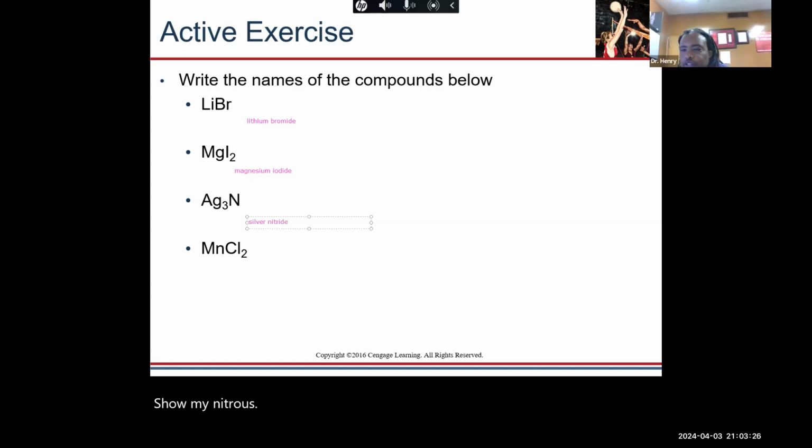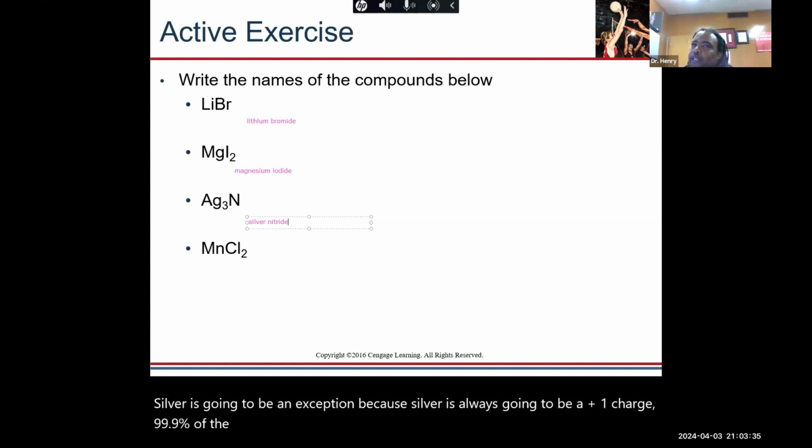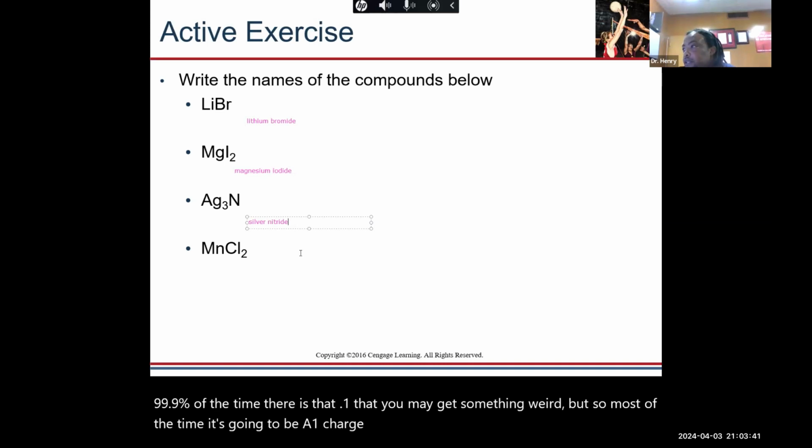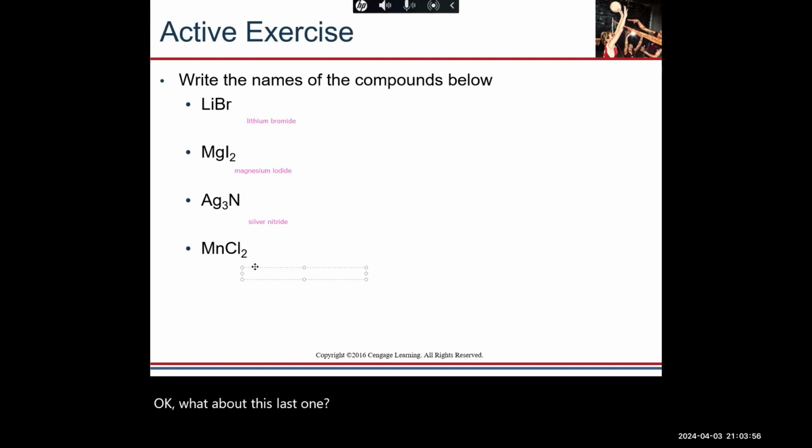Now, silver is going to be an exception because silver is always going to be a +1 charge, 99.9% of the time. There's that 0.1 where you may get something weird, but most of the time it's going to be a +1 charge unless it says otherwise. Okay, what about this last one? Manganese chloride.